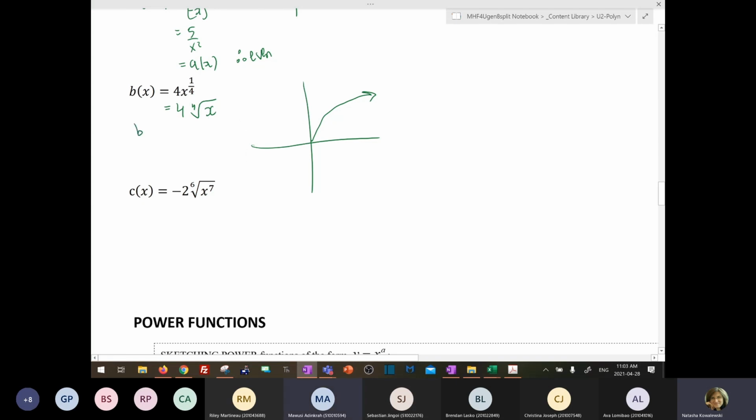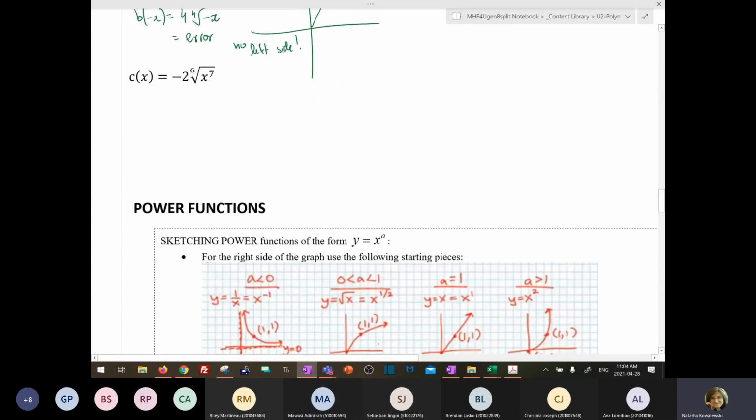Yeah. Okay, now we're going to stick negative inside and see what happens. 4th root of negative x. Does the negative disappear, stay, or give you an error? An error. And so because there is an error, there will be no left side at all. And this 4 in front as a coefficient is positive, so I don't need to reflect anything. Okay with that? Yeah. Okay, last one.